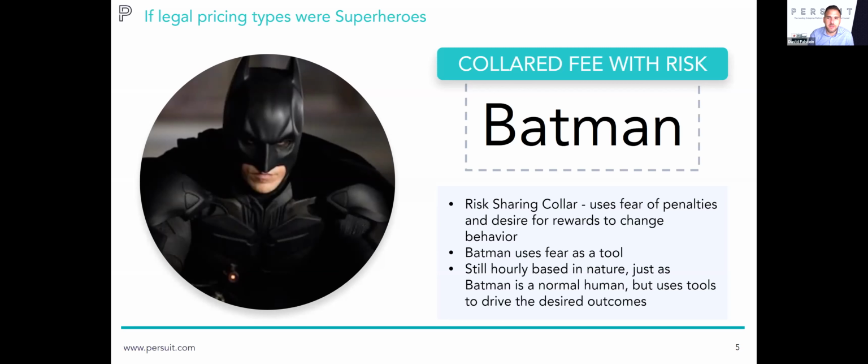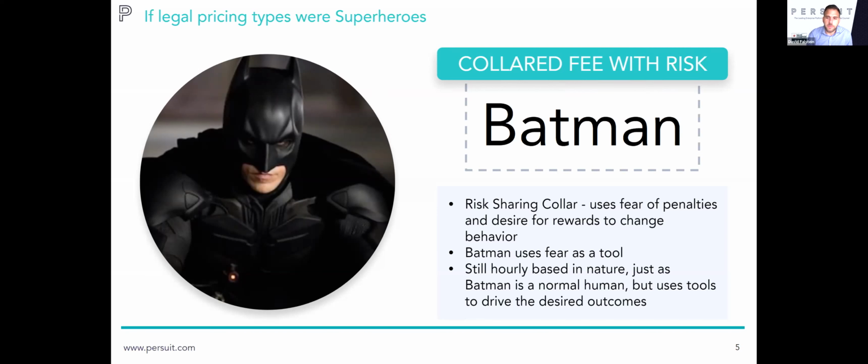Laura, tell us about this collared fee. Right, so the collared fee is kind of like a cap, except we put a little bit of a risk-sharing collar around it. We start with a budget. If we go over the budget by time-based billing, then there is a discount on that additional price. And same if we go under: the law firm shares those savings with the client.